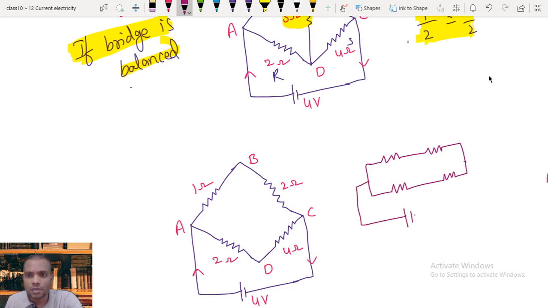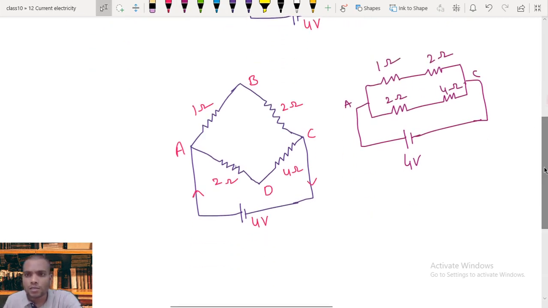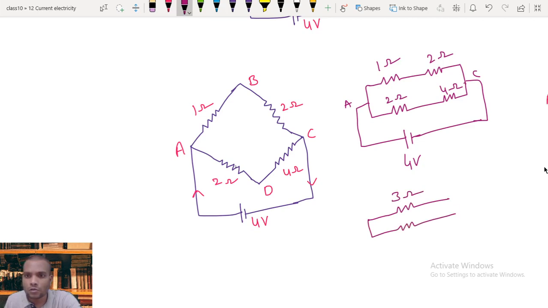These are connected to the 4 volt supply. So this is 1 ohm, this is 2 ohm, this is 2 ohm, and this is 4 ohm, between A and C. Now the above two are in series and the below two are in series. The total resistance turns out to be 3 ohms on top and 6 ohm at the bottom, and this is connected to a cell of 4 volt.